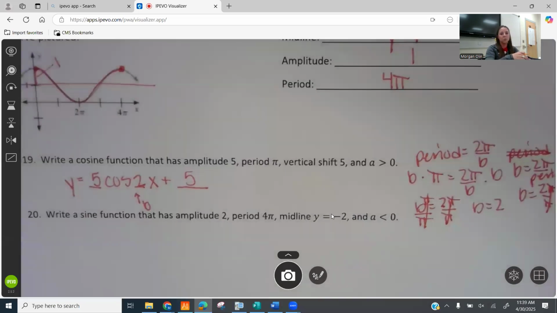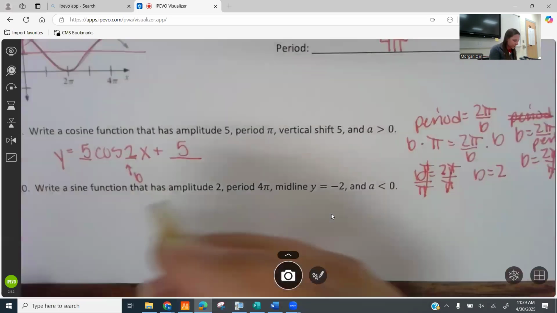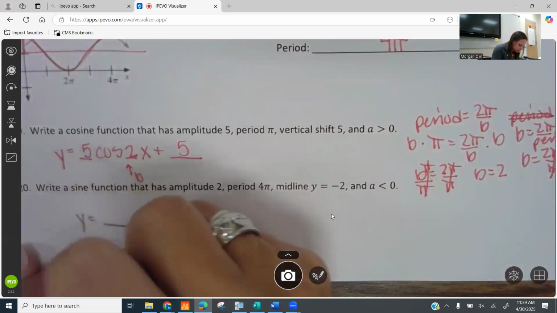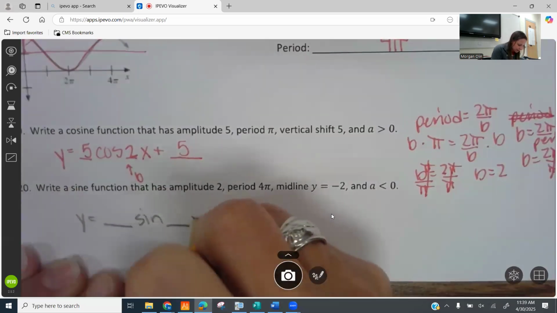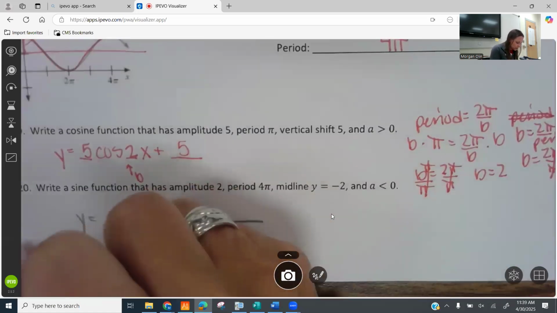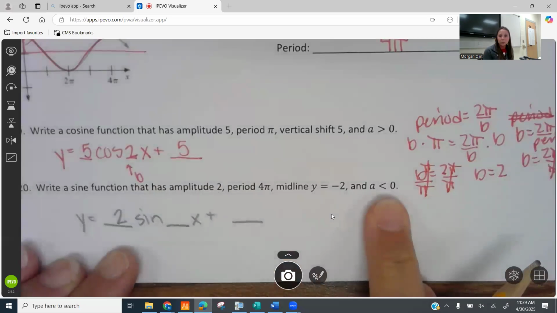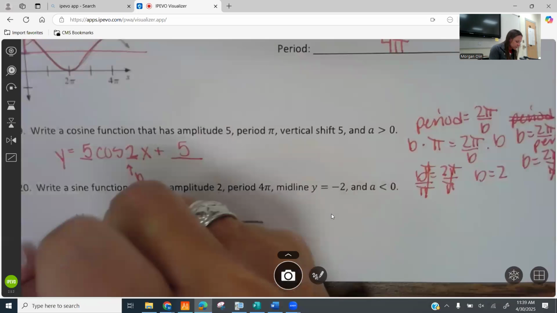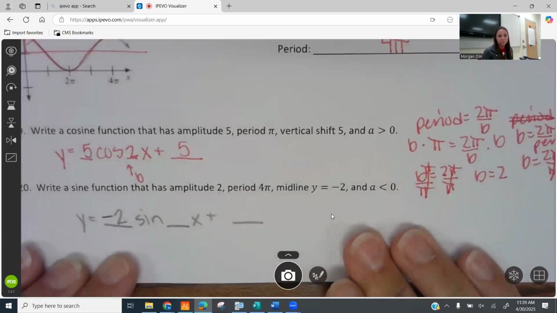Now let's look at number 20. Write a sine function. So we're going to write a sine function. I need an a value, I need a b value, and I need a k value. So the amplitude is 2. It goes here. Now I'm going to jump to here. Do you see how it says my a value is less than 0? That means my a value is negative 2.